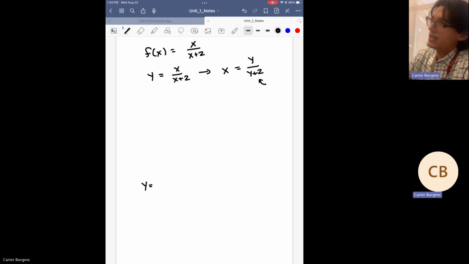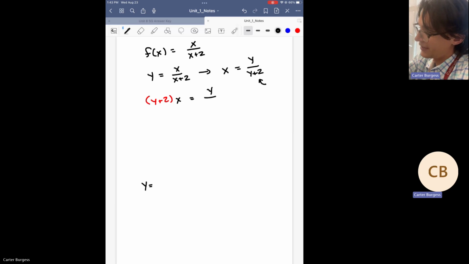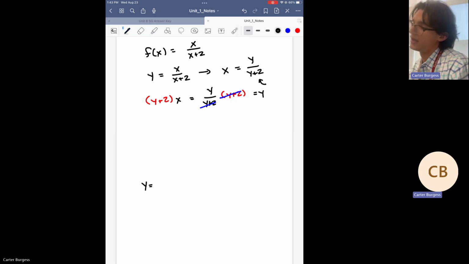Multiply both sides of my equation by y plus 2. So let's start off by doing that. So this is going to be, we'll say, y plus 2 times x is equal to y over y plus 2 times y plus 2. And why are we doing this? Well, that is so that this and this cancel, and we end up with just y on my right-hand side of the equation here. Fantastic.